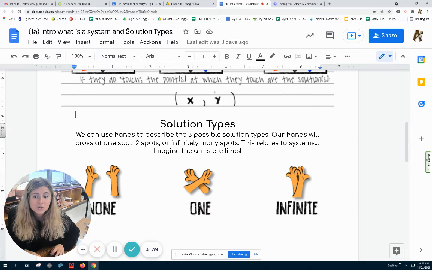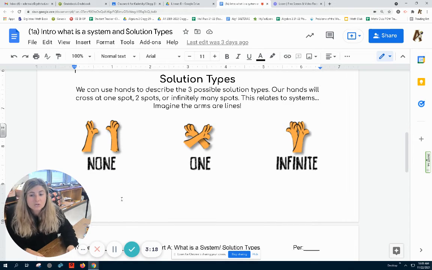Okay, so we have solutions. When you are graphing, your system is going to either cross at one spot, two spots, or infinitely many spots. If you graph two lines and they're both going up and down and they're parallel, they're never going to intersect. So there's going to be no solutions, because that point of intersection is your solution to the system.